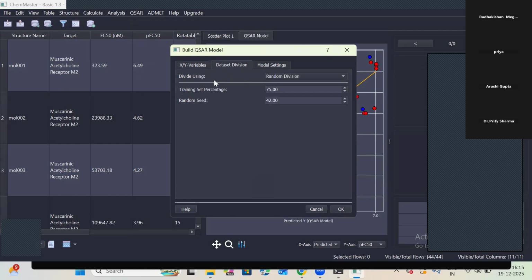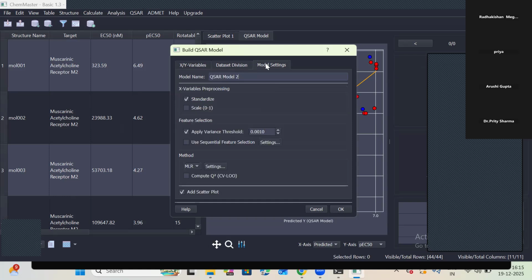Okay. Next one is dataset division. What does dataset division mean? To build a model it can divide randomly, but we have already divided the data into training set and test set. So now we click column. After you click column, these options will be available: division column, training set label and test set label. From the division column, we click set. After that, for training set, we click training. For test set label, we click test.